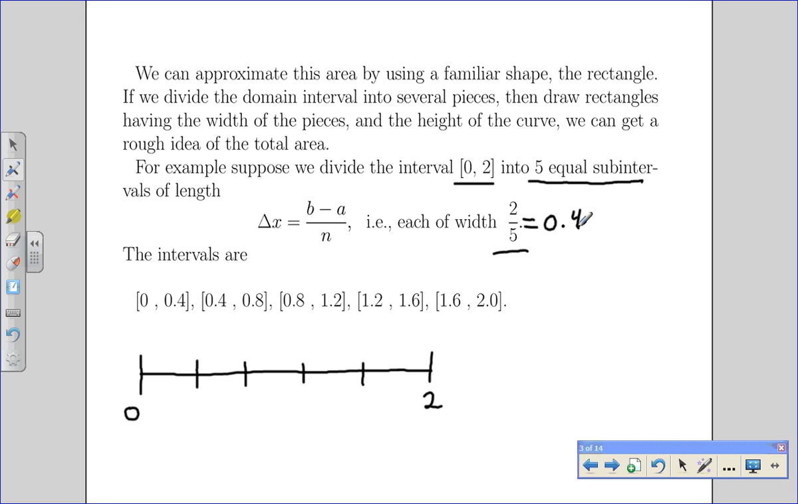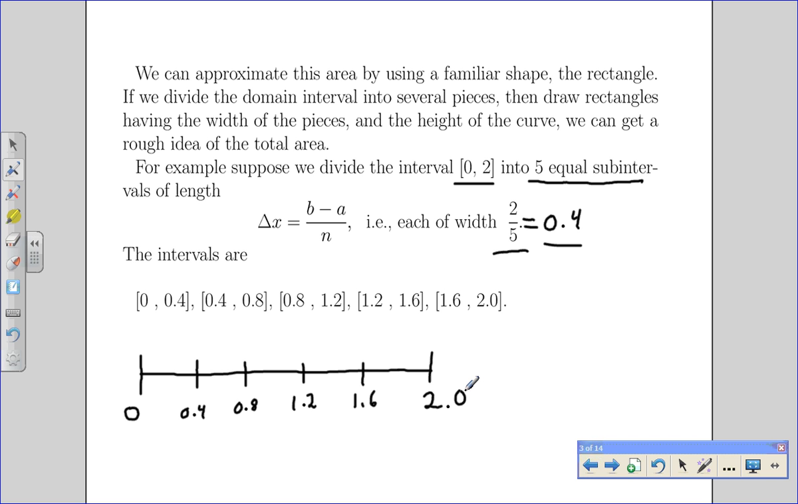Then I have to know, where does each of these pieces end up? Well, if I start at 0 and I add 0.4 to it, I get to 0.4. And then I add 0.4 again and I get 0.8. And I add 0.4 again and I get 1.2. And I add 0.4 again and I get 1.6. And I add 0.4 again and I get 2.0, which we could put there if we wanted to.